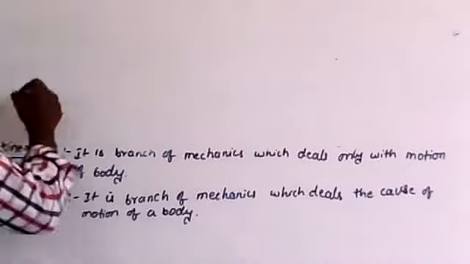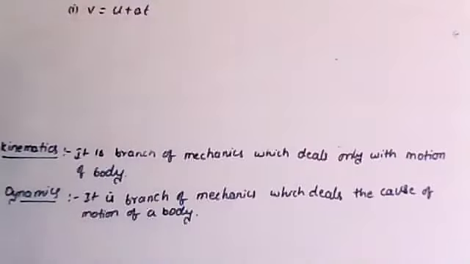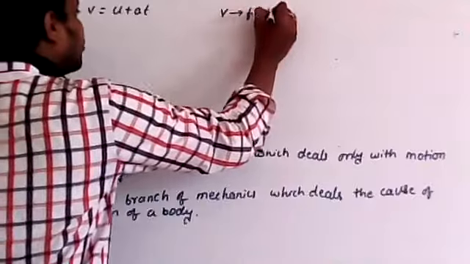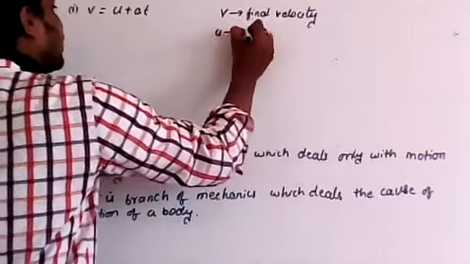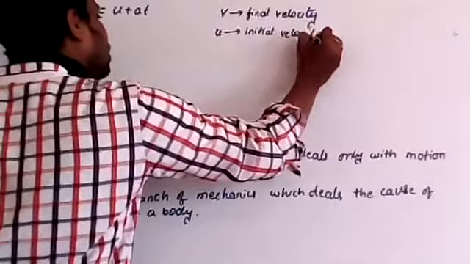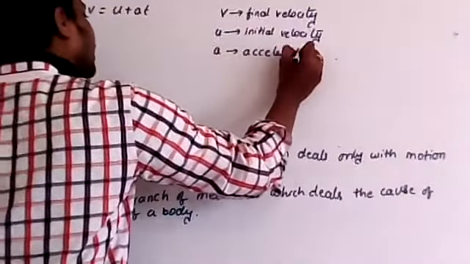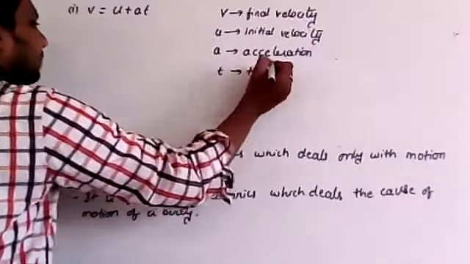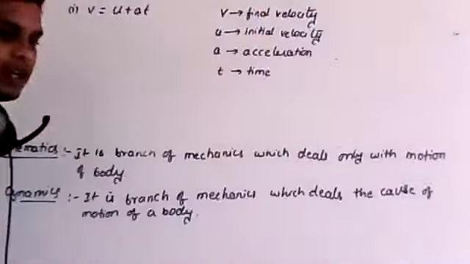Those kinematic equations are: the first kinematic equation is V is equal to U plus AT, where V is called the final velocity, U is called the initial velocity, A is called the acceleration, and T is time. So this is the first kinematic relation, that is V is equal to U plus AT.